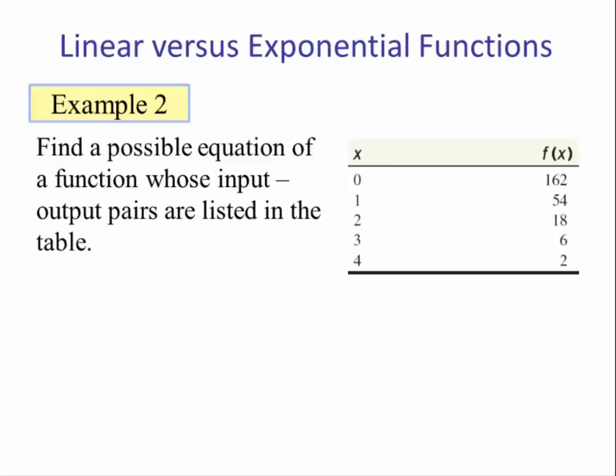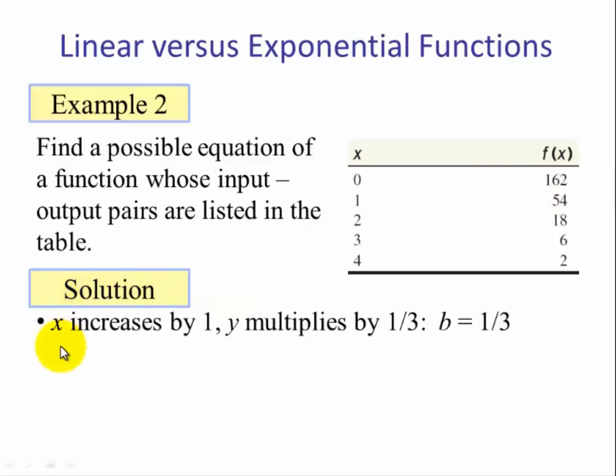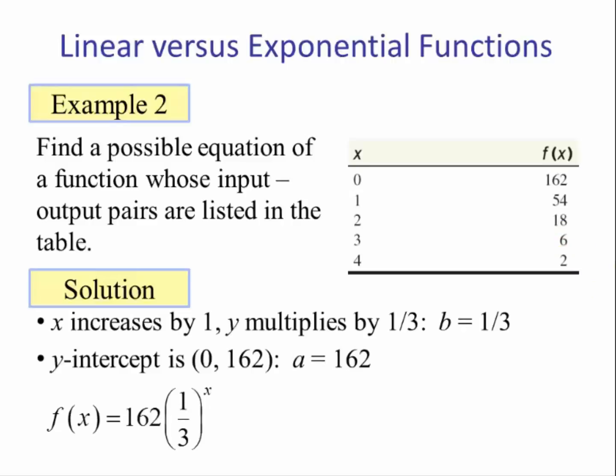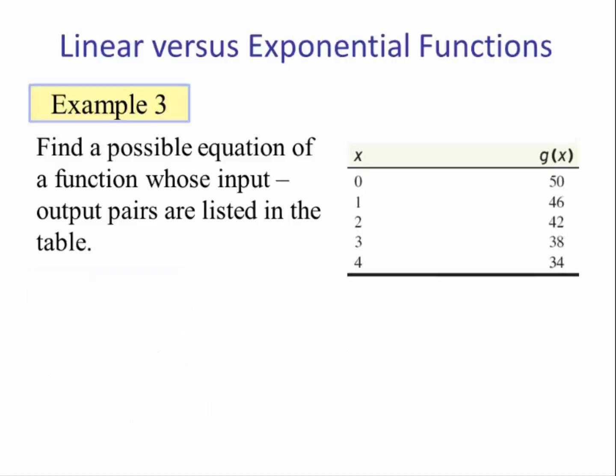b is 1/3, and we know the value of a is 162. So as x increases by 1, y multiplies by 1/3. That means our base is 1/3. This is a strictly decreasing function. Our value of a is 162, so our function is f of x equals 162 times 1/3 to the x power. We could verify this using the graphing calculator, but I'm going to skip that step.